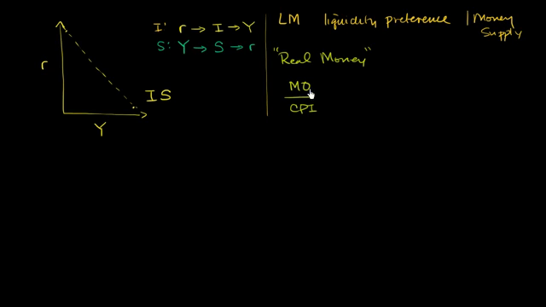And so maybe M0 goes up, but if the CPI goes up by the same percentage, then you're not going to have a change in real money. If M0 goes up without prices increasing, then real money has gone up. If M0 stays constant but prices have increased, then real money has gone down.